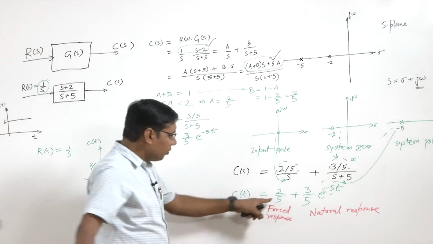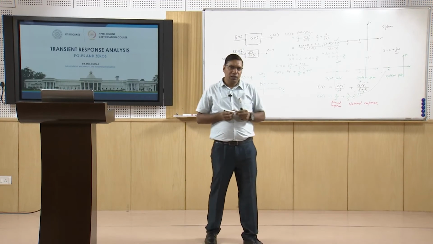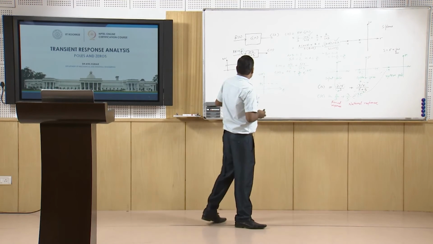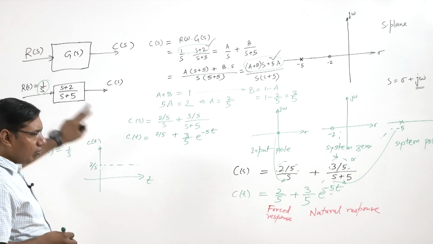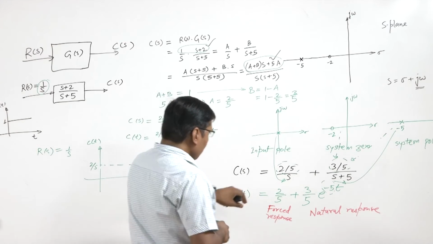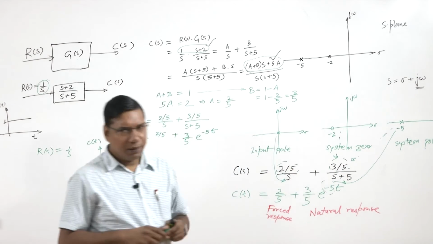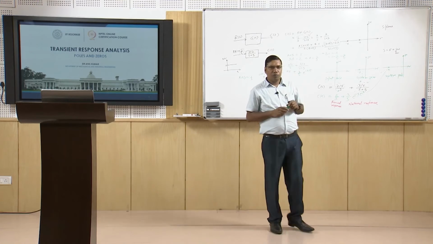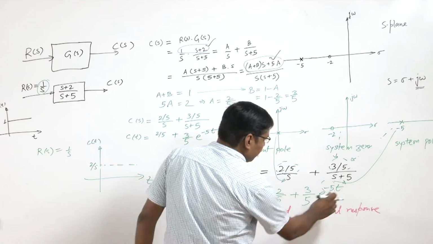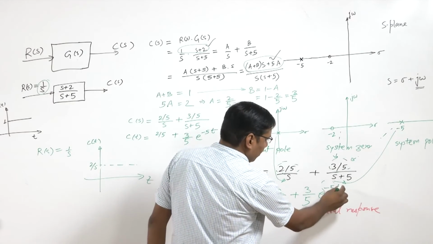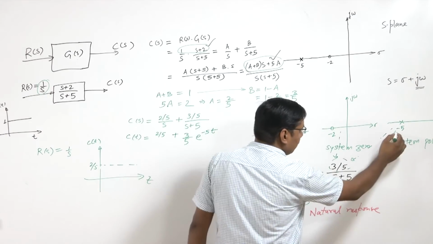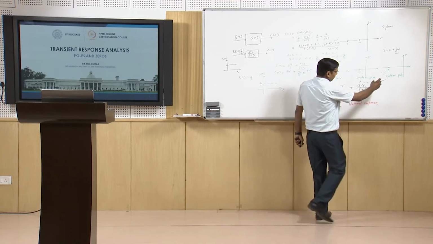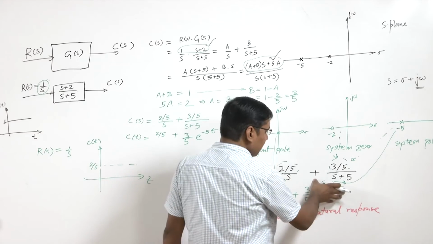So the form of this forced response is governed by the pole of the input function, and the pole of the input function depends on the form of the input. Now come to this part. A pole of the transfer function generates the form of the natural response. The natural response is exponential here, generated due to the pole of the system, or the transfer function.